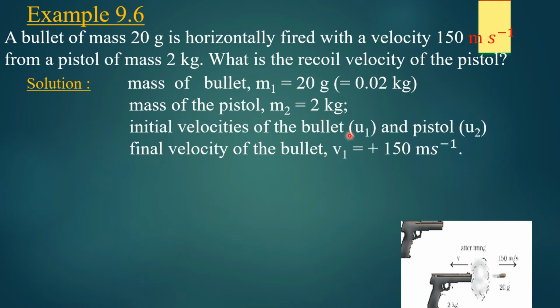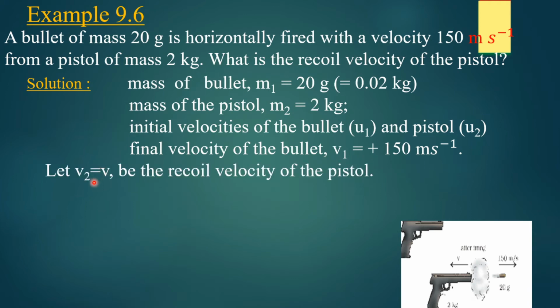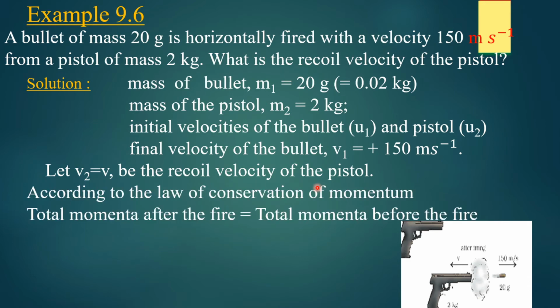The initial velocity of bullet and pistol both are at rest, so u1 and u2 will be equal to 0. The final velocity of bullet v1 will be equal to 150 meter per second. We want to find out the recoil velocity. So v2 is equal to question mark. That means v2 we can consider as v, the recoil velocity of the pistol.